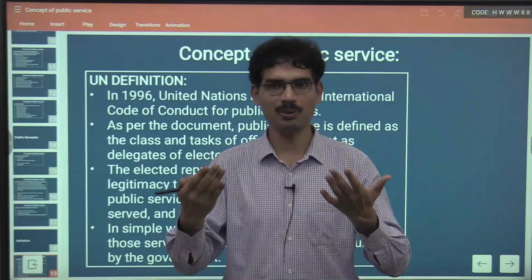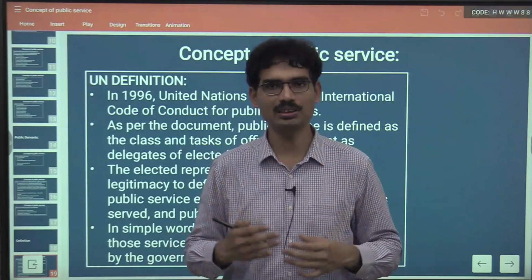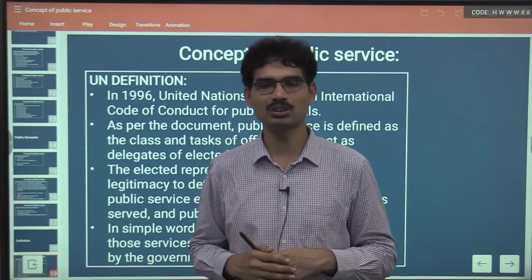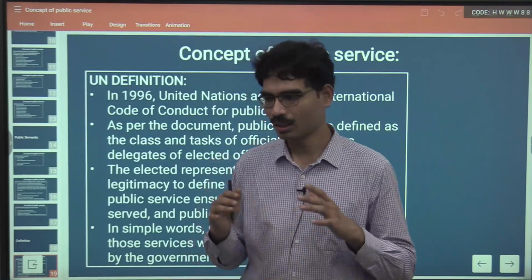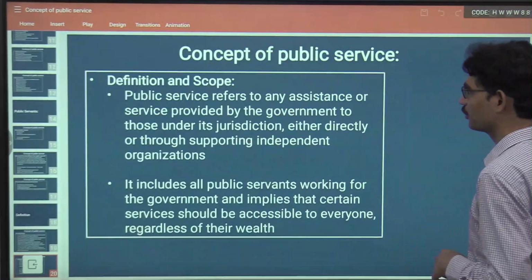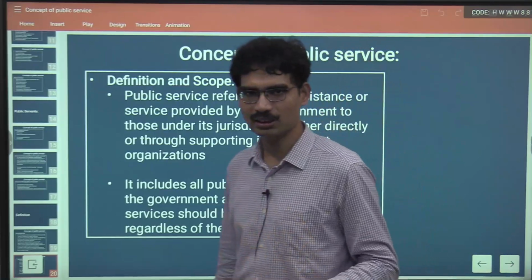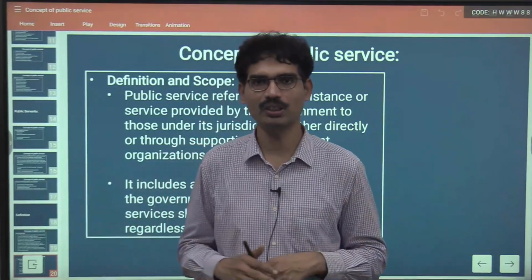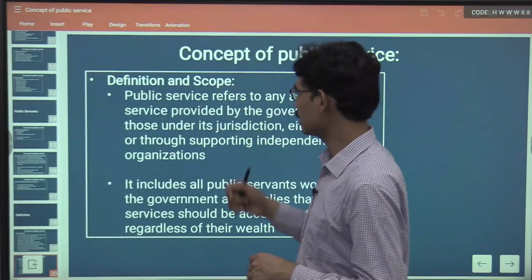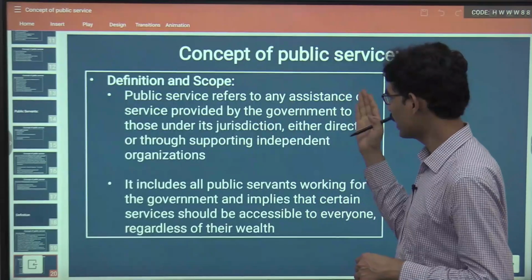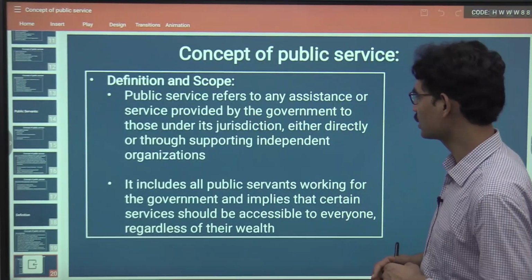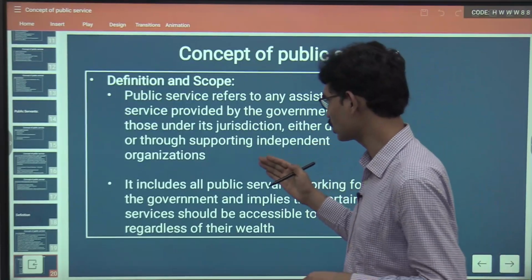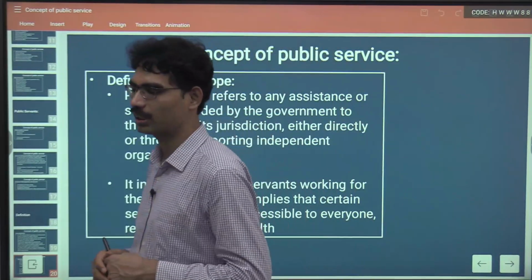They formulate the policies, they create the budgets, and they allocate these budgets to the people who are working to realize this goal. So, this is the definition according to the United Nations; there is no single specified definition as such. Definition and scope: public service refers to any assistance or service provided by the government to those under its jurisdiction, either directly or through supporting independent organizations.